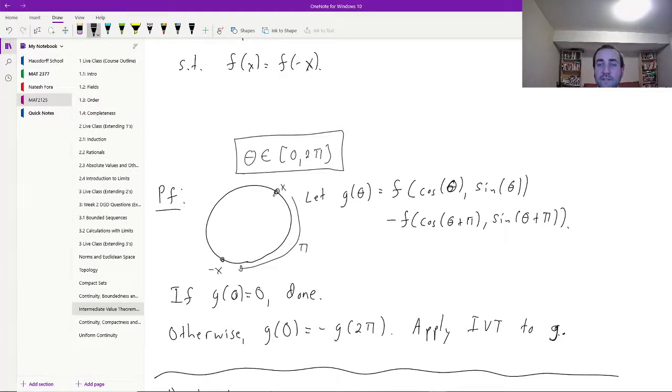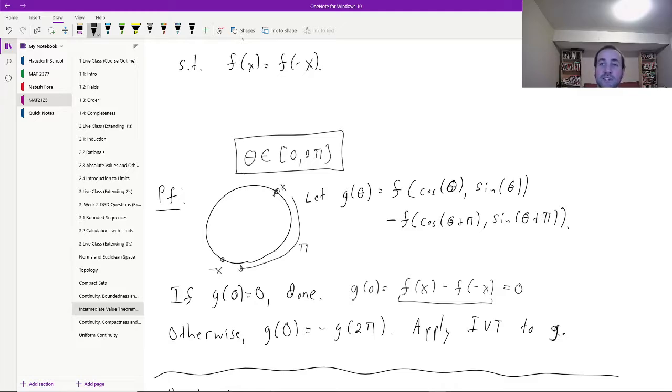And now we're going to take advantage of that. So if g of 0 is equal to 0, okay, then we're done, right? Because then g of 0 is f of some x minus f of minus x is 0, and so we get what we wanted, which is that f of x is equal to f of minus x.